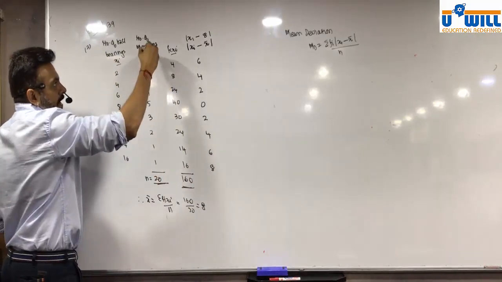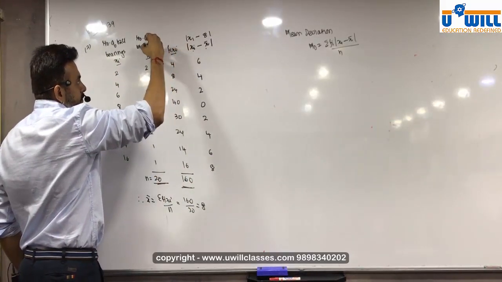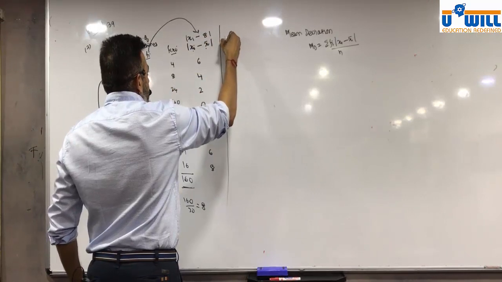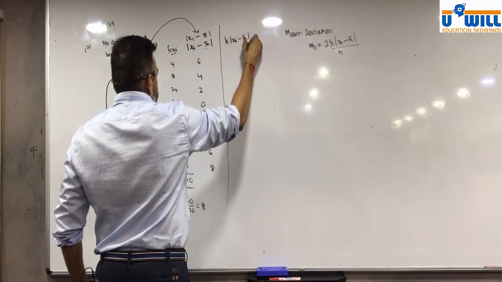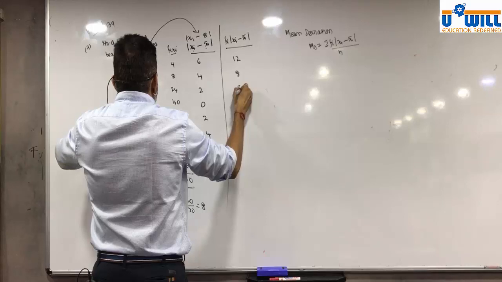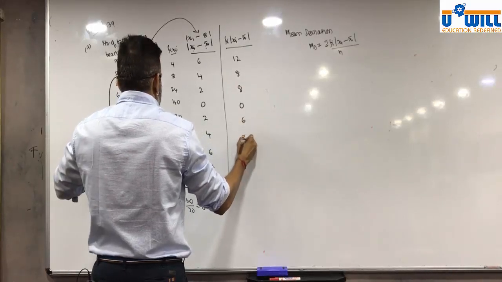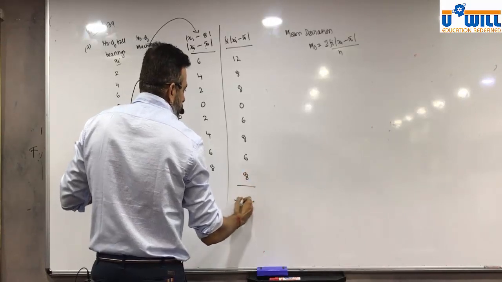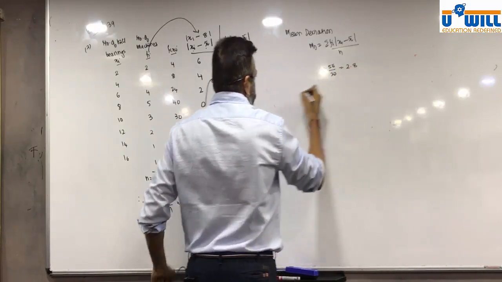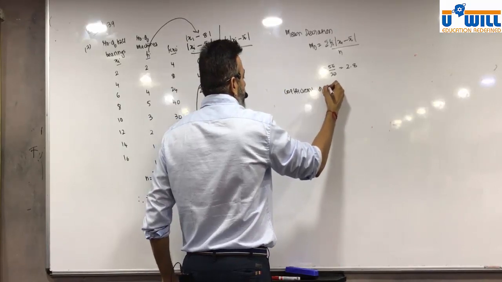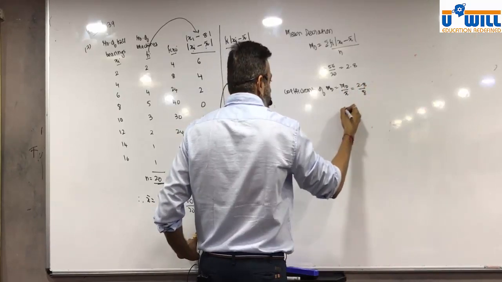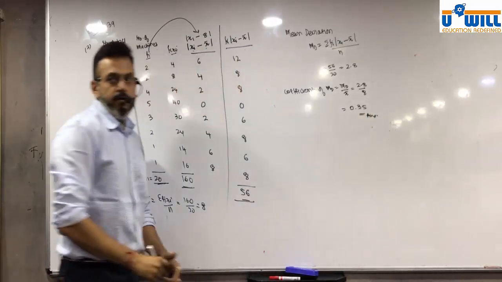Now we have to multiply fi with modulus xi minus x bar. So we multiply this and this. So that is, you can draw a line, fi into modulus xi minus x bar. This into this: 12, 8, 8, 0, 6, 8, 6, 8, total 56. N is 20, so it's equal to 2.8. And coefficient of mean deviation is equal to mean deviation upon mean, 2.8 upon 8, 0.3. Answer.